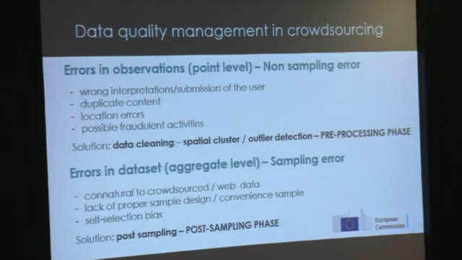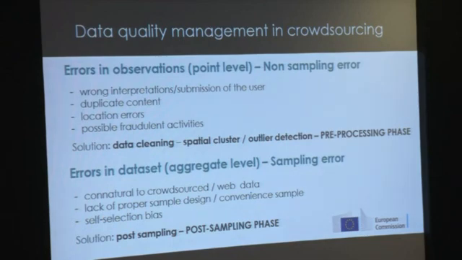But it was clear we needed to deal with quality in crowdsourcing. We need to deal with errors in observations, which are at point level. This is what we call non-sampling error, because of possible wrong interpretations of the users, locational errors, or possible fraudulent activities. And for that, we propose a data cleaning phase by using some spatial clustering methods and outlier detection.